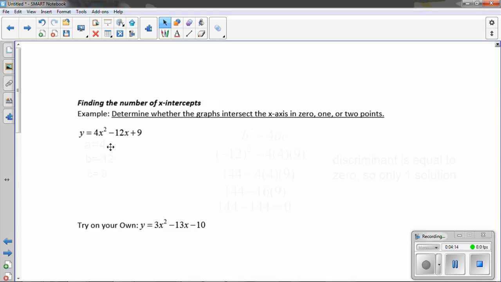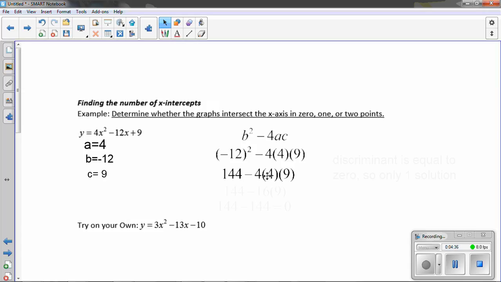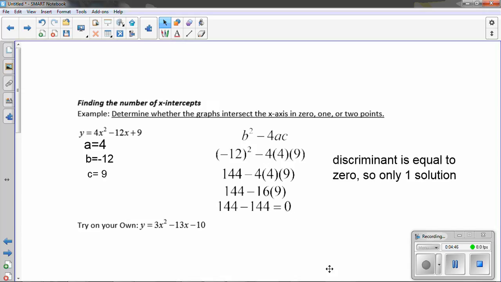So we just go ahead and set it up like it was. This is already in standard form. So our A is 4, B is negative 12, and C is 9. So I'm going to go ahead and plug that into b squared minus 4ac. So I have negative 12 being squared minus 4 times 4 times 9. So negative 12 squared is 144. Then I do 4 times 4 gives me 16. Then I can do 16 times 9. Gives me 144 minus 144 equals 0. So the discriminant is equal to 0, means I only have one solution.